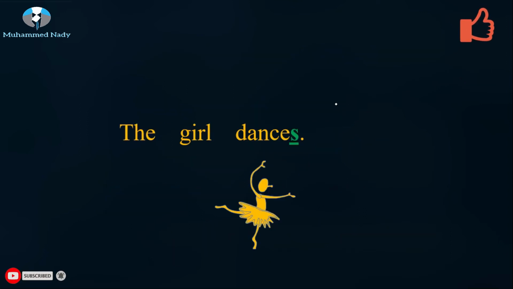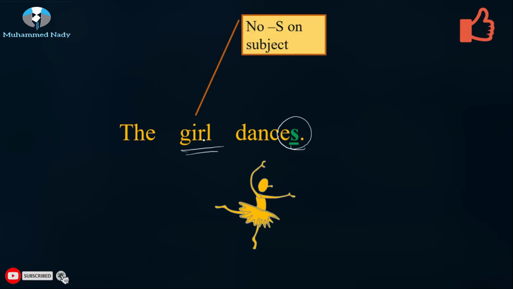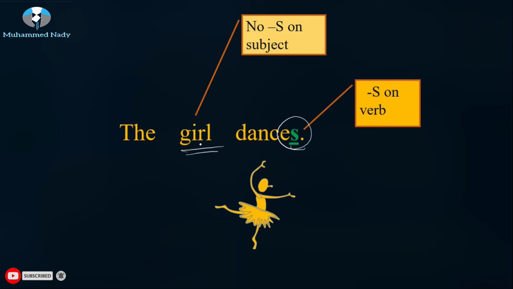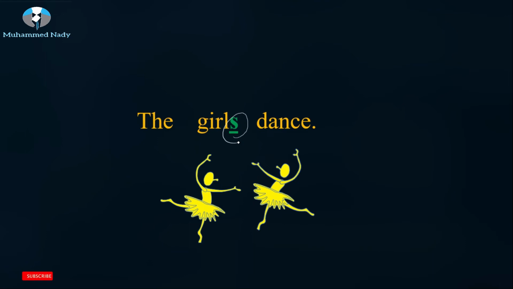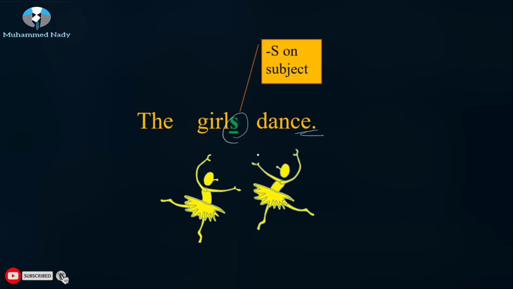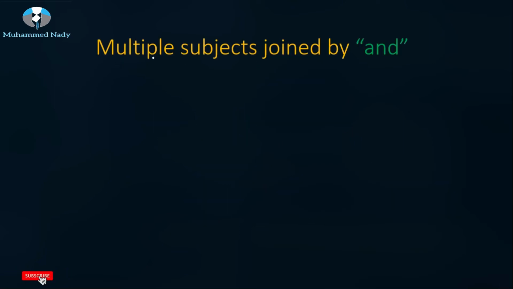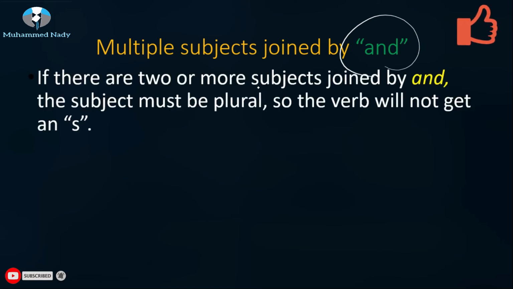Okay? Now, look at this sentence. The girl dances. Here, this one doesn't have an S, so the verb here has an S. Another one. The girls dance. This one here, it has an S, so the verb here, it doesn't have an S. Okay. Now, multiple subjects joined with and, when we have more than one person and we have the word and to connect them together. Okay, so let's look at this. If there are two or more subjects joined by the word and, the subject must be plural, so the verb will not get an S.